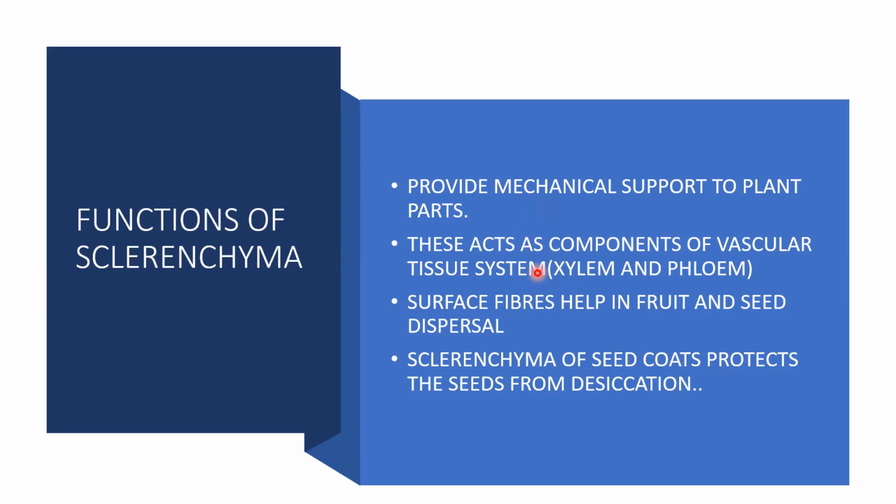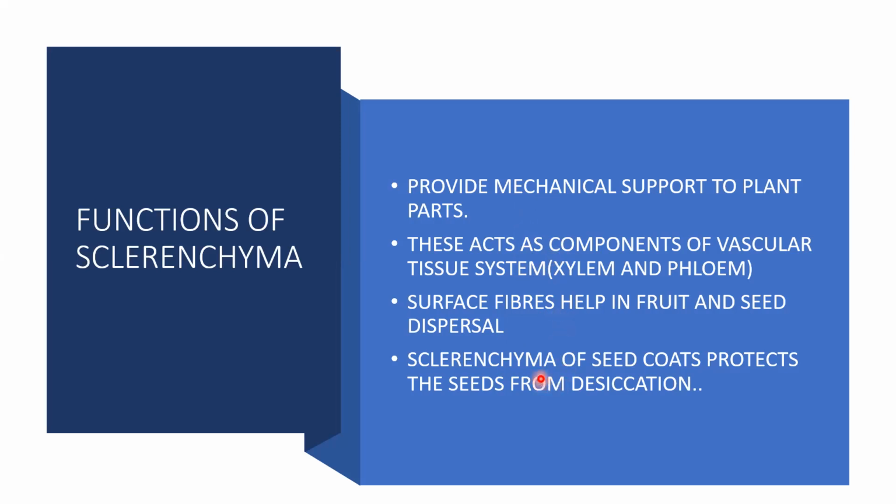So these sclerenchyma cells as well as fibers will prevent the collapsing of the xylem and the phloem tissue and help in their proper functioning. And surface fibers in coconut as well as in the cotton seeds will help in their dispersal. I mean, they can be dispersed from one place to another place.